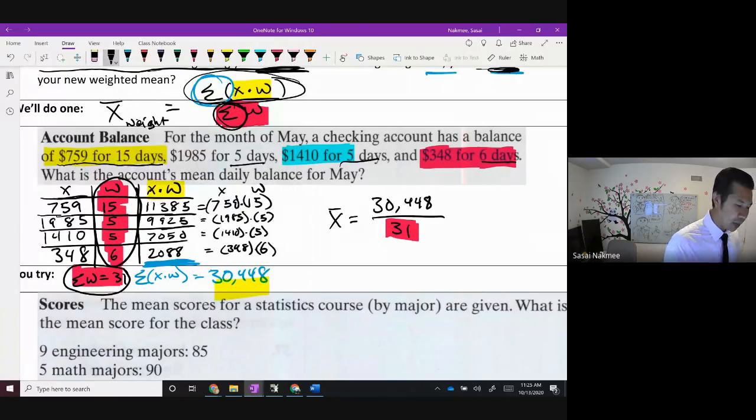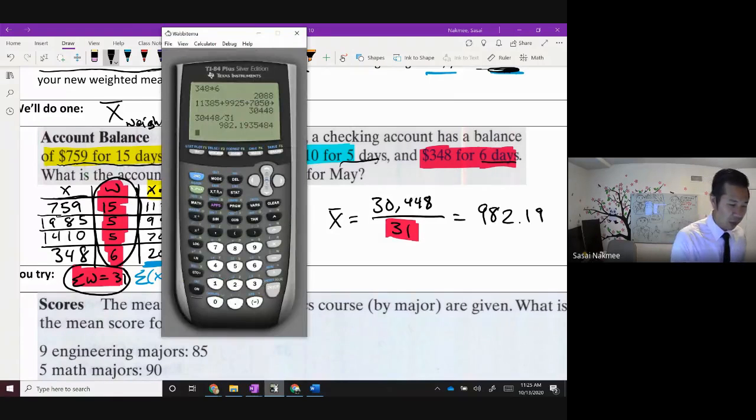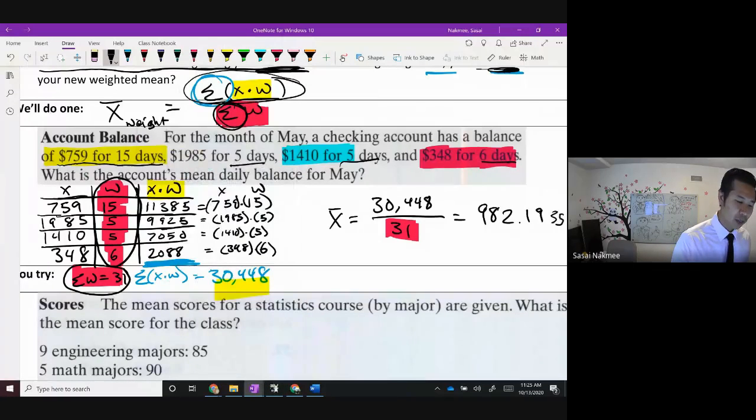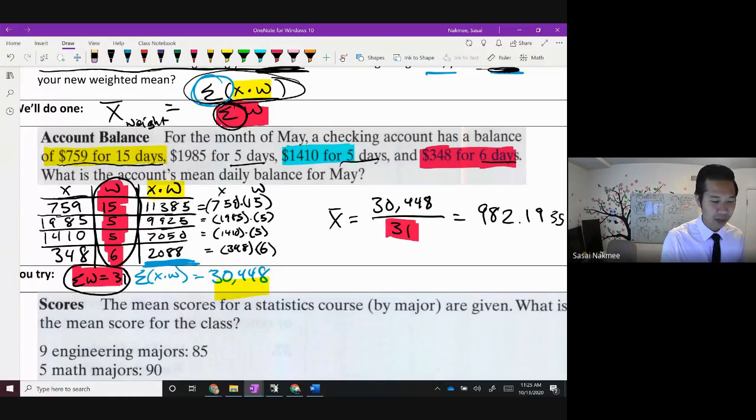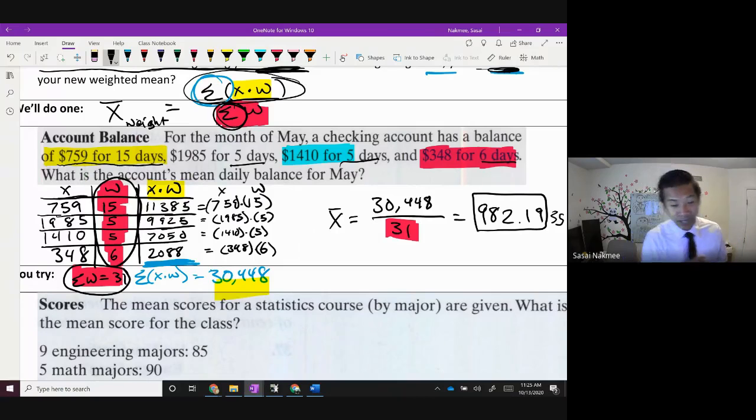$982.19. How do I know to round it to two decimal points? It's just because we're dealing with cash. I'm going to round it to the nearest penny, right? Traditionally, though, I want to go to 4 decimal places, so it should be 0.1935, but I'm rounding it to this one right here just because we're dealing with cash, right? But normally, I want you to go to 4 decimal places, right? But if you only go to here, that's perfectly fine as well. But that's your answer, guys.